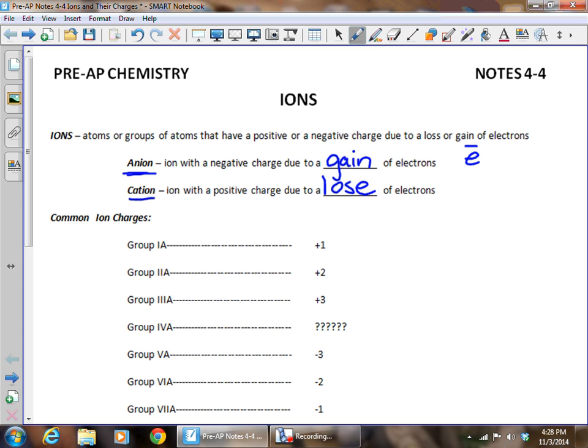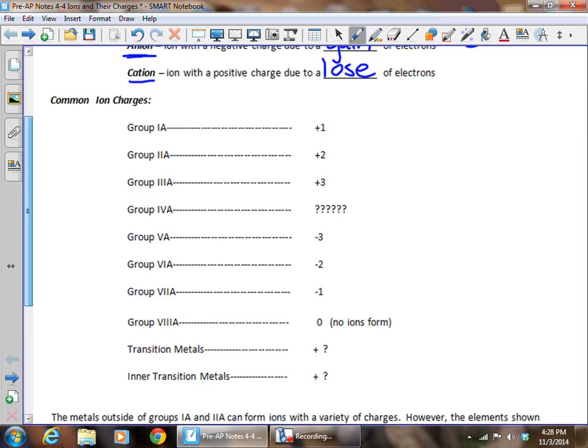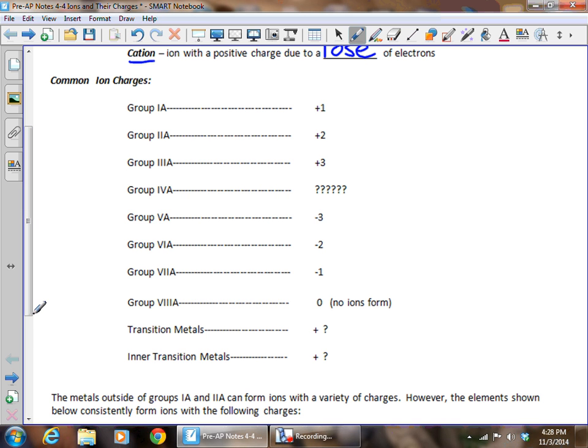Now, there are some common ion charges that you can determine about an element when it's in the process of bonding with some other elements to form a compound. They'll form these common ion charges. And you can often tell what they're going to be just based on where they're located on the periodic table.